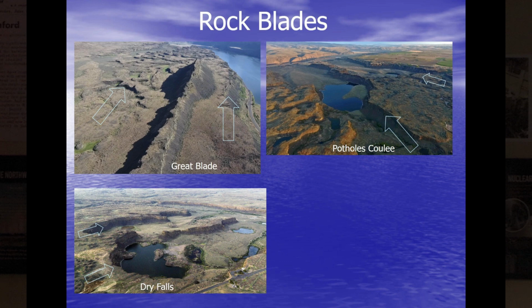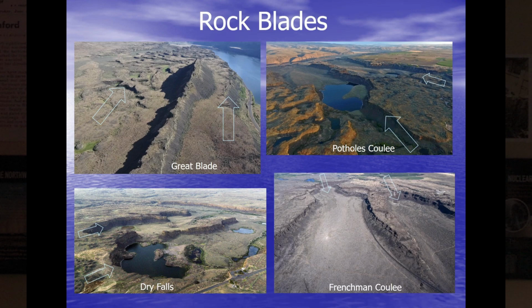There's Dry Falls, and there's one cataract, and there's another cataract over here. Umatilla Rock is the blade of basalt down the middle of Dry Falls. And then Frenchman Coulee over by Vantage along the Columbia River, another pair of cataracts, recessional cataracts with a blade of basalt down the middle. This is a recurring theme over and over again in the flood-eroded basalt terrain.